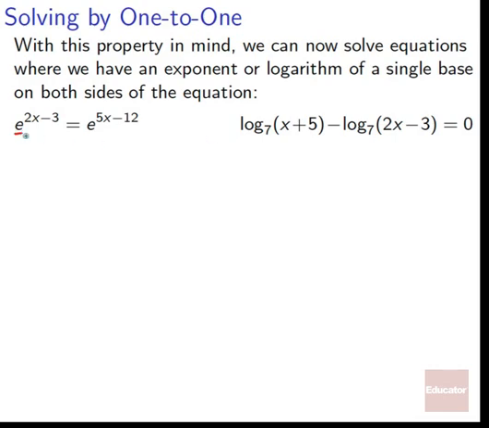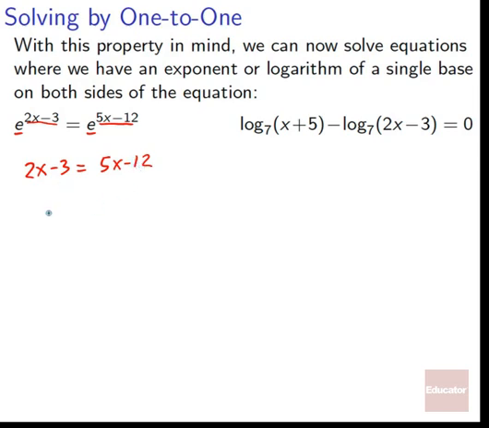For example, if we've got e to the 2x minus 3 and e to the 5x minus 12, well, since we've got the same base on both sides, we know that 2x minus 3 has to be the same thing as 5x minus 12, otherwise we wouldn't have equality. So we know 2x minus 3 equals 5x minus 12, and at this point we go about it just like we're solving a normal algebra equation.